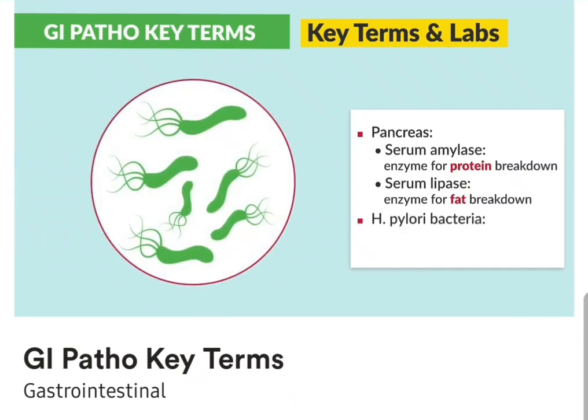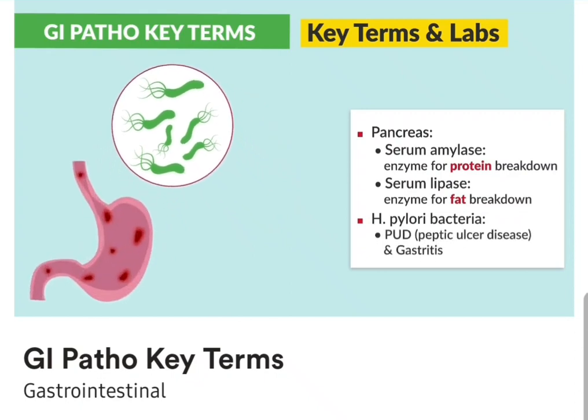Next is H. pylori. Now this is a causative bacteria that leads to PUD, the peptic ulcer disease, and gastritis. As the protective lining in the stomach, the gastric mucosa, is destroyed, which wreaks havoc on the GI tract. All right, that wraps it up.